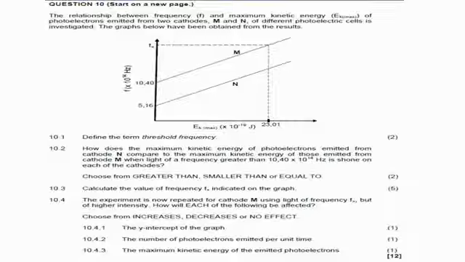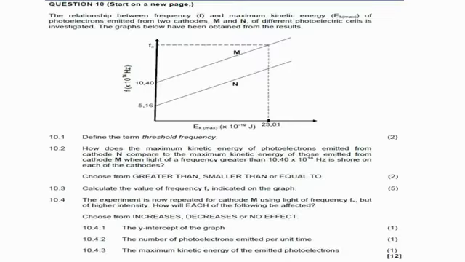10.4.2 says the number of photoelectrons emitted per unit time. So obviously when it comes to that, the number of photoelectrons emitted per unit time will have to increase. So it increases. Why? Because now when you are shining a light of a greater intensity, you are actually causing the electrons to be emitted in a larger number per unit time, right? Thus resulting in a greater current, right? So here it increases.